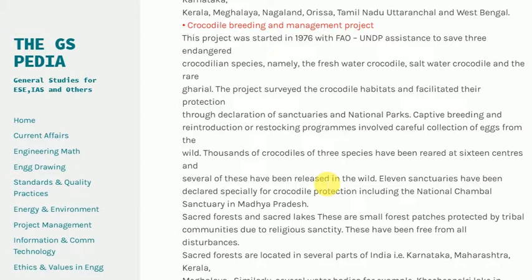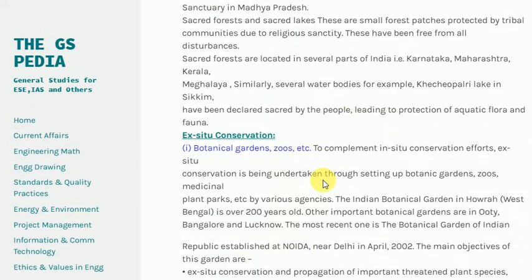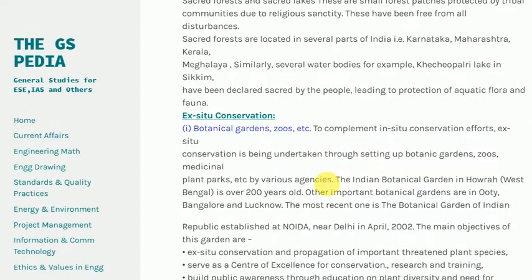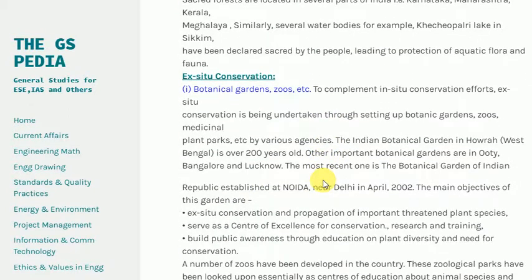These have been free from all disturbances. Sacred forests are located in several parts of India, that is Karnataka, Maharashtra, Kerala, Meghalaya. Similarly, several water bodies, for example, Khecheopalri Lake in Sikkim, have been declared sacred by the people, leading to protection of aquatic flora and fauna.